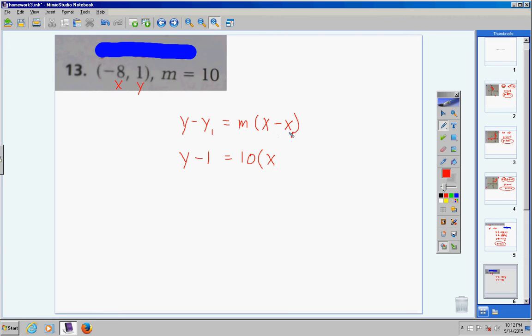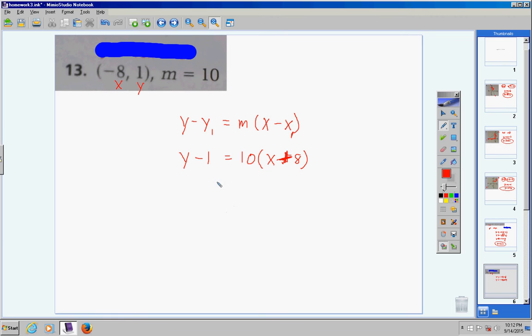x minus x subscript 1. Well, my x value is negative 8, so you have x minus a negative 8. Now we should know by now a double negative is a positive. So x positive 8. x positive 8.